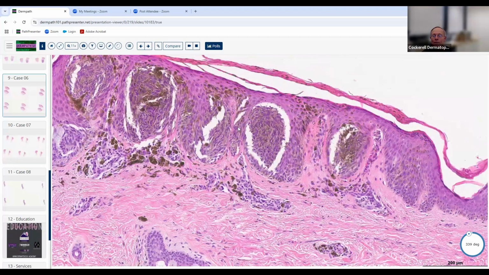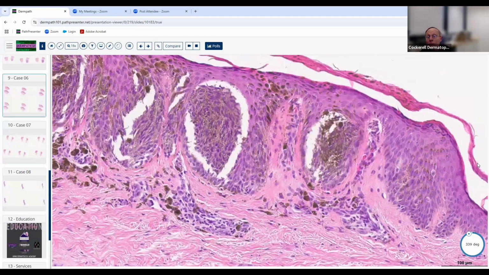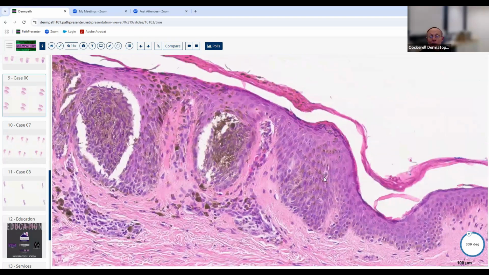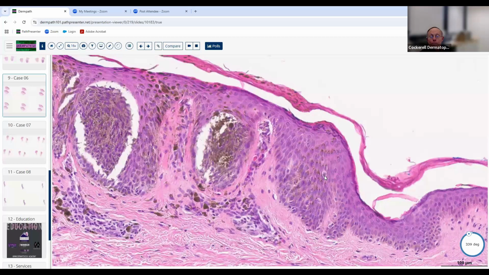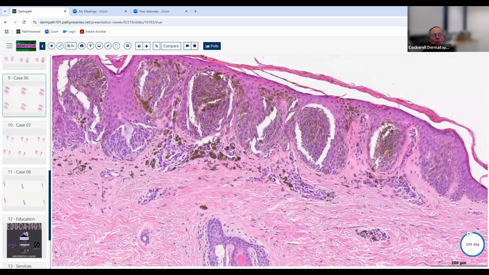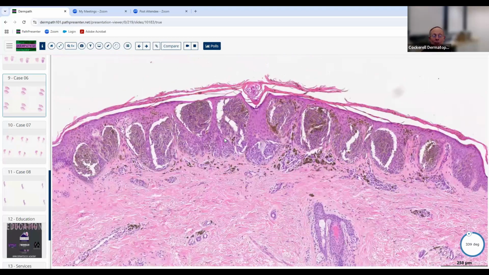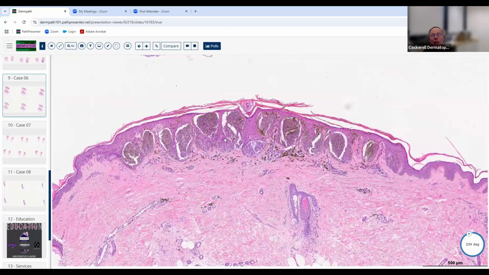Good. Okay. Let's see. There might be a mitotic figure in that cell right there. Do you see that? I'll take your word for it, Dr. Cockerell. Is that going to change your diagnosis? I don't think so, no. No, it's not going to change your diagnosis one bit, because you can get mitotic figures in Spitz nevi very commonly. It does not mean that it's malignant.